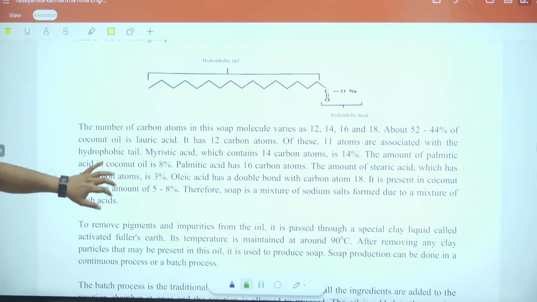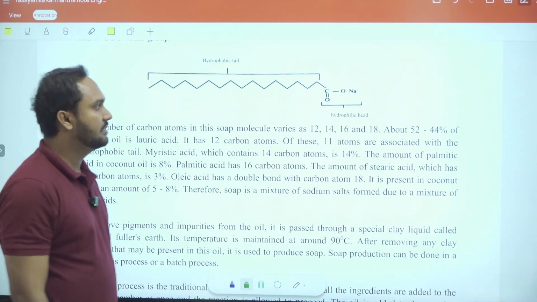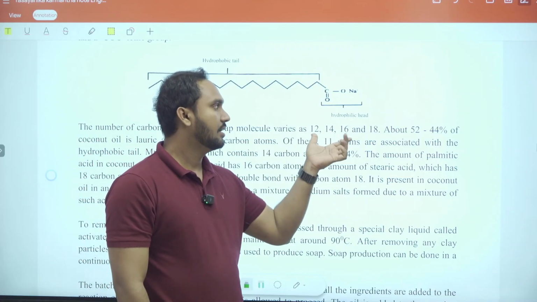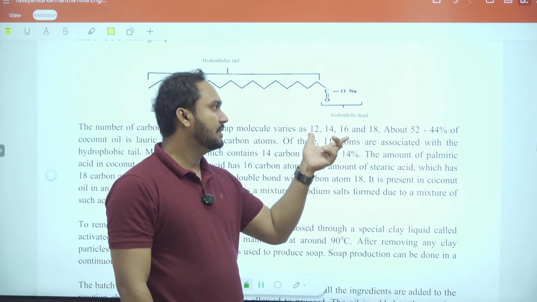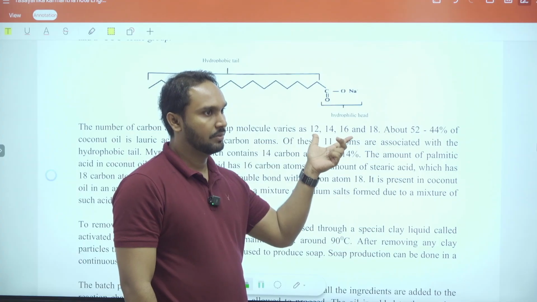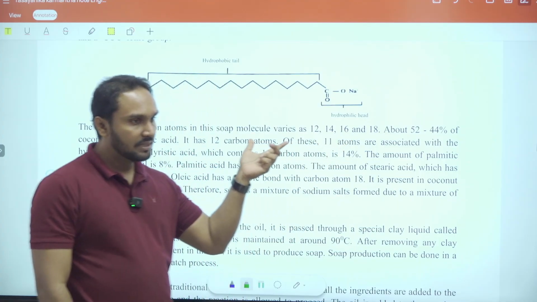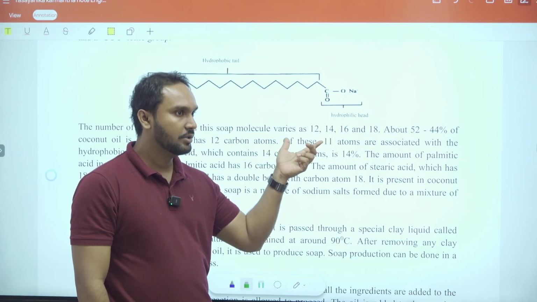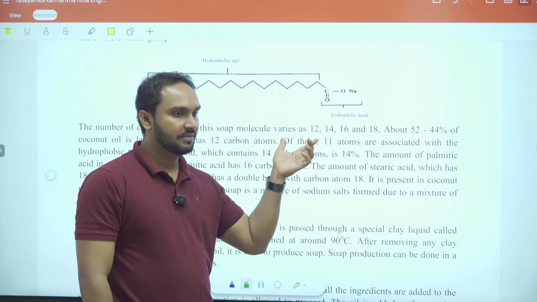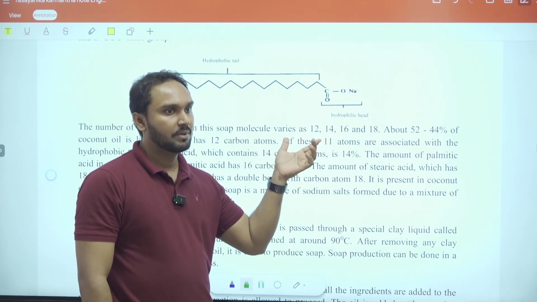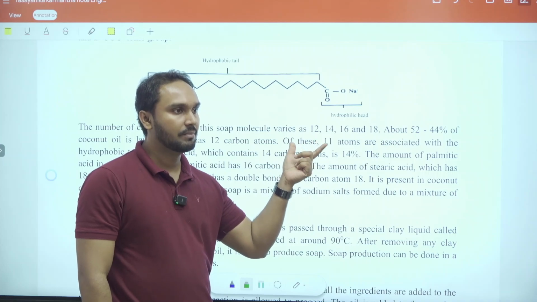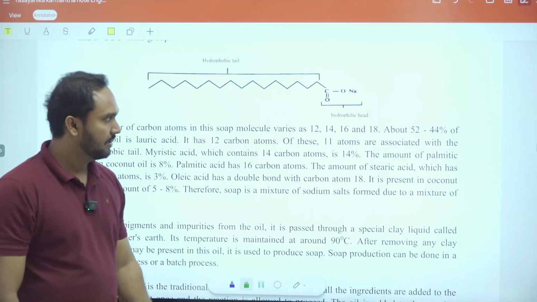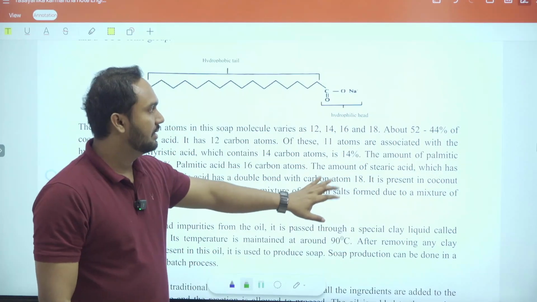So the number of carbon atoms in this soap molecule varies: 12, 14, 16 and 18. Because if these are vegetable oils, the number of carbons in the fatty acids of vegetable oils is usually an even number, like 12, 14, 16, 18. They are mostly even numbers, right? So it can be 12, 14, 16 and 18.